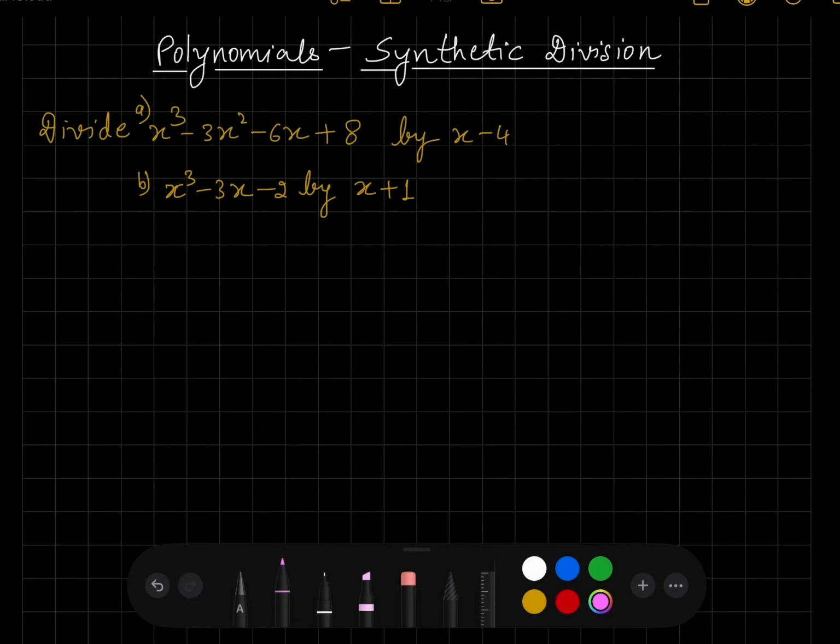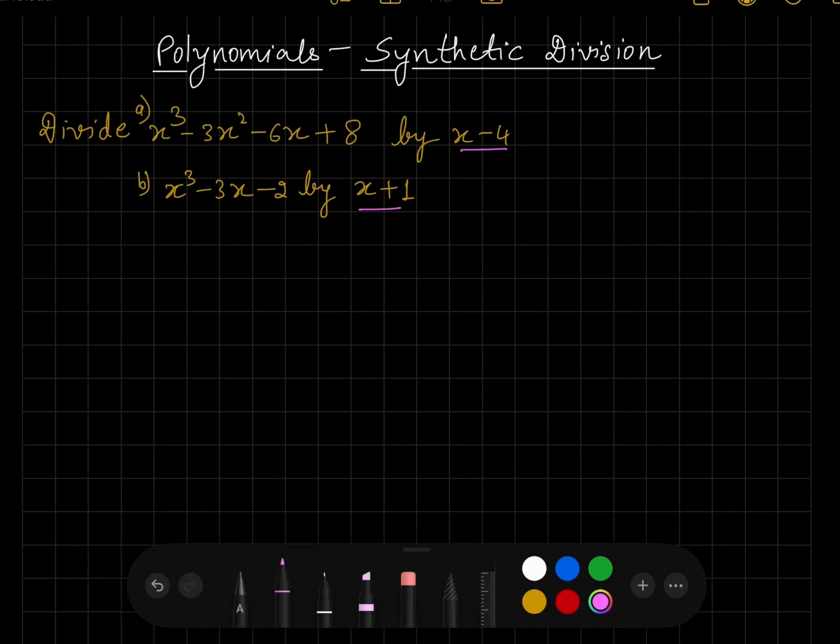Hello, let's learn how to divide polynomials using the synthetic division method. Here I have written the two polynomials which are to be divided by linear functions. Let us do the first one: x cubed minus 3x squared minus 6x plus 8 divided by the linear function x minus 4.